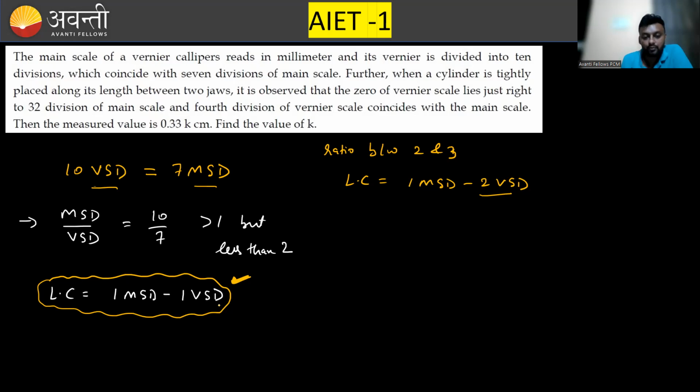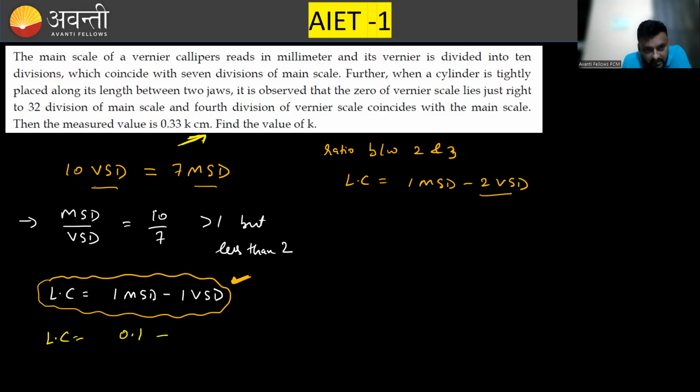Now we know the least count formula, the general formula: 1 MSD minus 1 VSD. Now put the values. The main scale division reads in millimeter. According to the question, that means 1 mm. And we are asked for the answer in centimeters, so I am putting all the values in centimeters. So that will be 0.1 centimeter minus 1 vernier scale division.